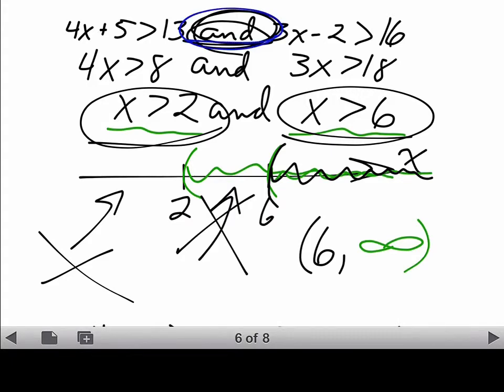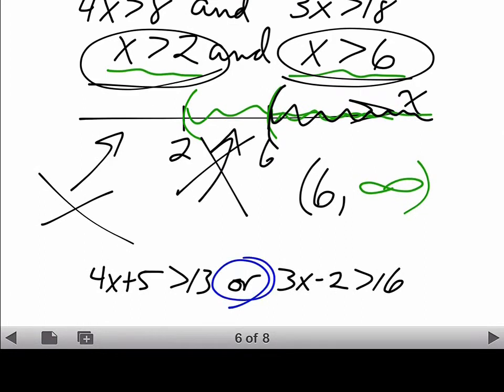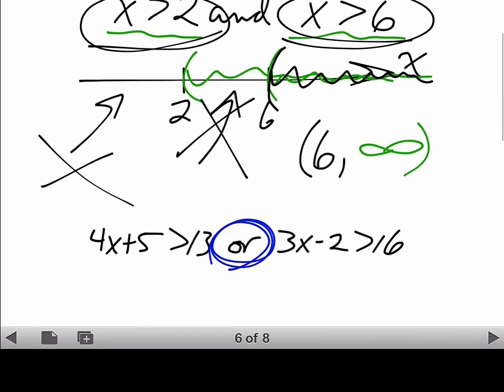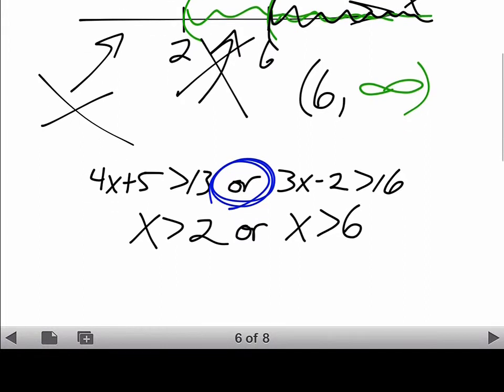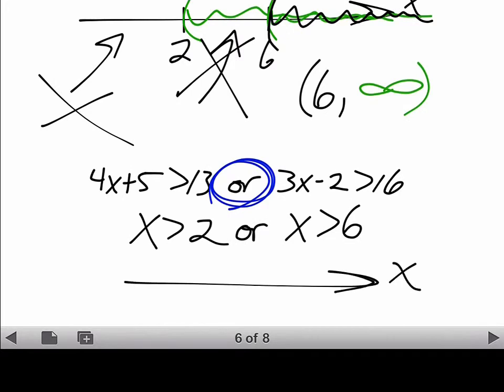Suppose instead of starting out with an AND, we had started out with an OR. Well, solving each of these inequalities would have been the same. So we still would have had x is greater than 2, and we still would have had x is greater than 6, but there'd be an OR between them. So the graph on the number line would look the same. We'd have a parenthesis opening to the right at 2, a parenthesis opening to the right at 6.